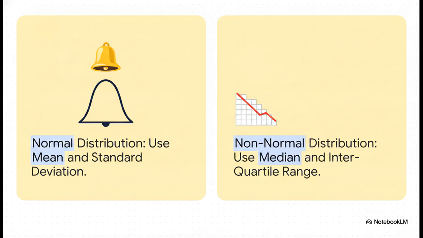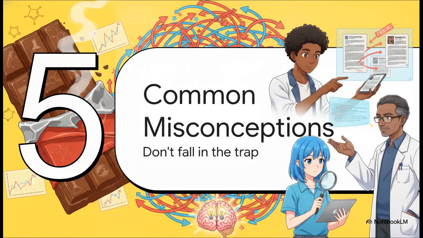What they absolutely should have done is use the median for their central tendency and the interquartile range to measure the variability. Doing that guarantees your descriptive summary actually represents the true nature of your sample, rather than some crazy illusion created by outliers. That chocolate bar disaster perfectly sets up Section 5, Common Statistical Misconceptions. Don't fall into the trap.